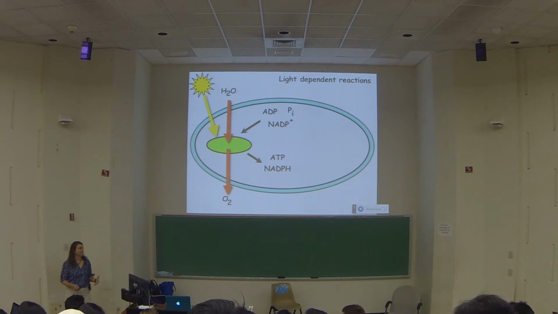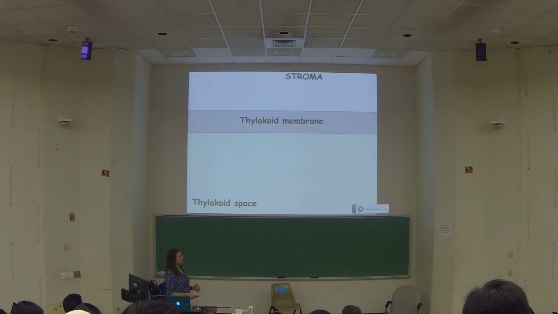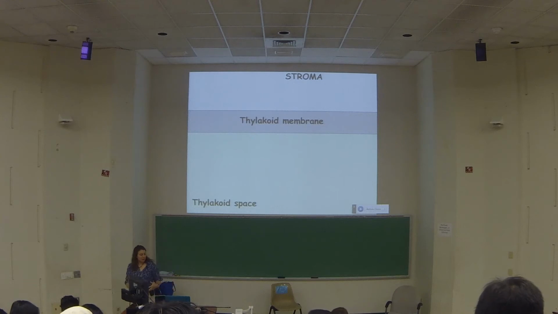The membranes. All right, this is where it's going to start to feel very familiar to the electron transport chain. We have protein complexes embedded in a membrane. In this case, it's the thylakoid membrane, so things are happening between the stroma and the thylakoid space.